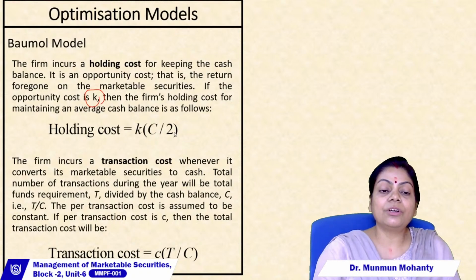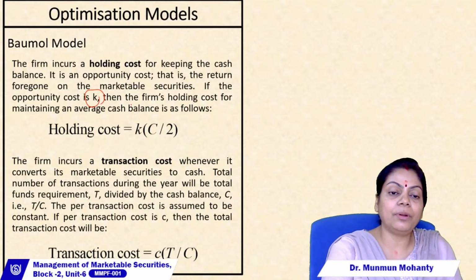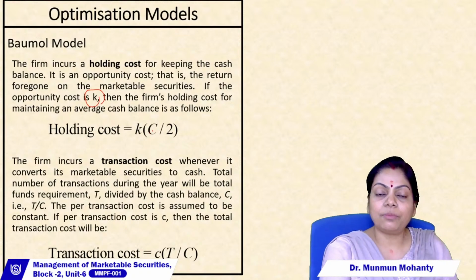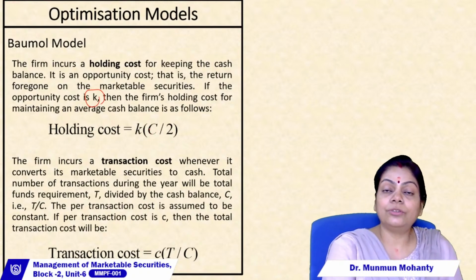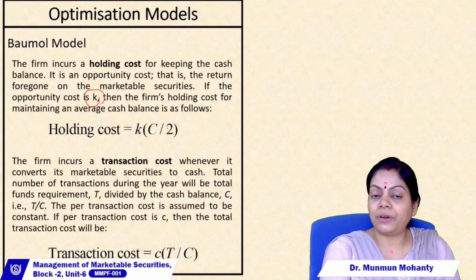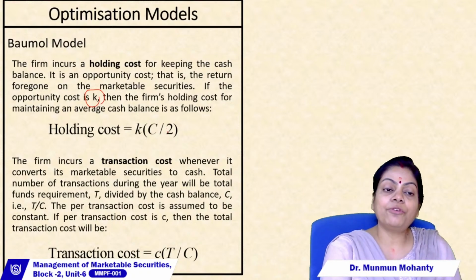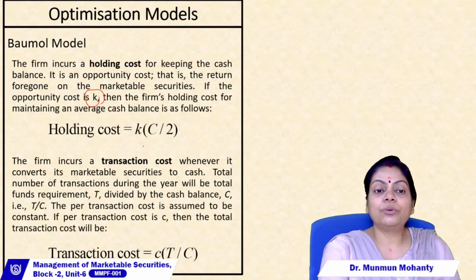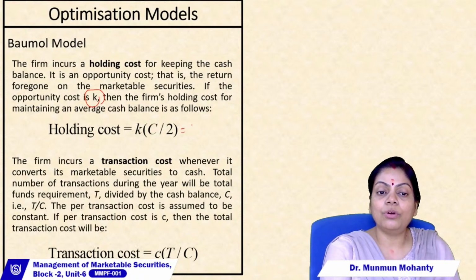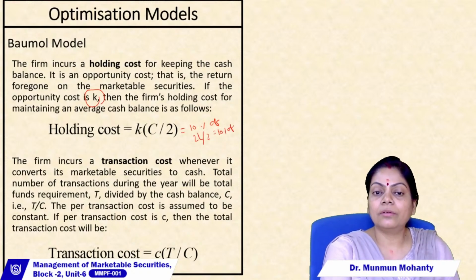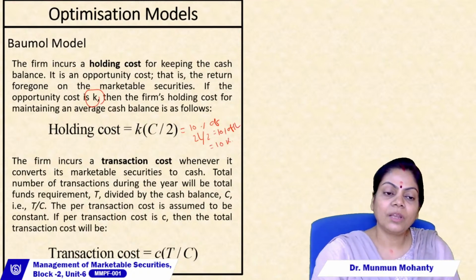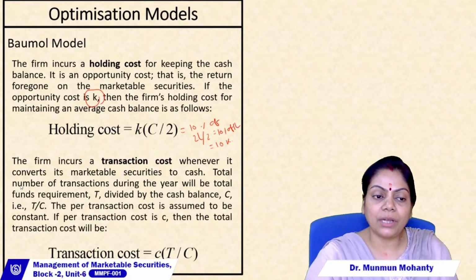Now, if this is the cash balance we are keeping in hand, for example, if you have a cash balance of, let us say, 2 lakh rupees, the average cash balance will be 2 lakh divided by 2, that is 1 lakh rupees. And if your opportunity cost is 10%, then 10% of 2 lakh divided by 2, which is 10% of 1 lakh, is nothing but 10,000 rupees. Okay, this is the holding cost. This is how they calculate.